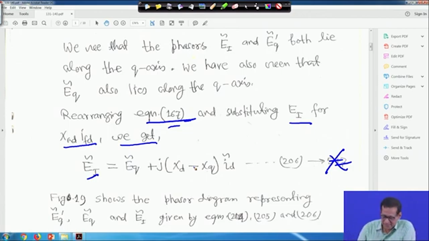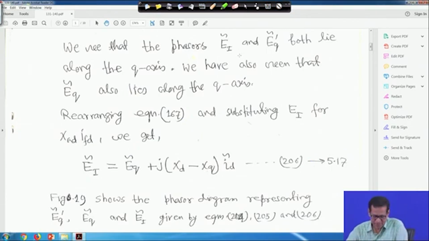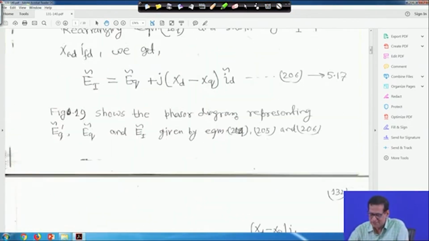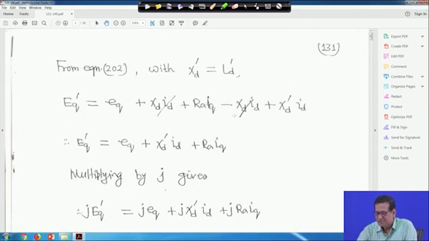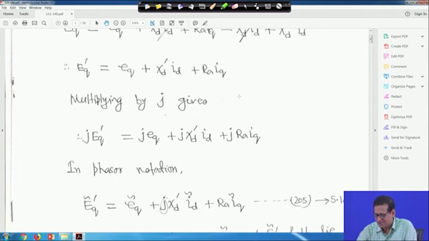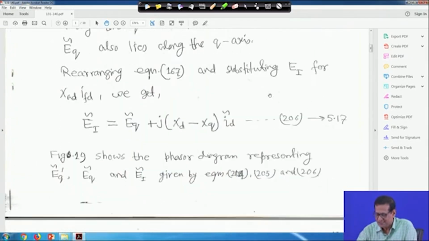So, in that case you will get E_I tilde is equal to E_q tilde plus j into (x_d minus x_q) I_d. This is equation 206, right. Now, after doing all this, figure 19 shows the phasor diagram representing E_q dash tilde, E_q tilde and E_I tilde given by equations 204, 205 and 206. This equation 204 has gone to the previous page, and then 205 and 206, right.